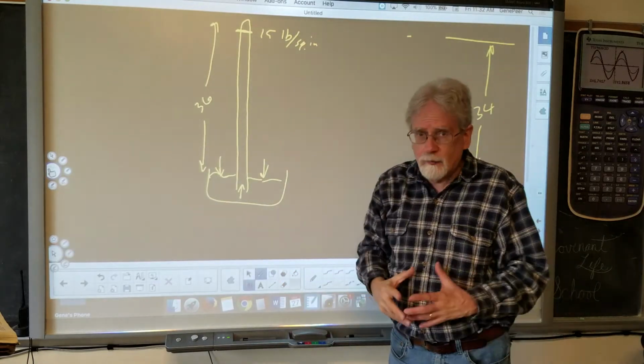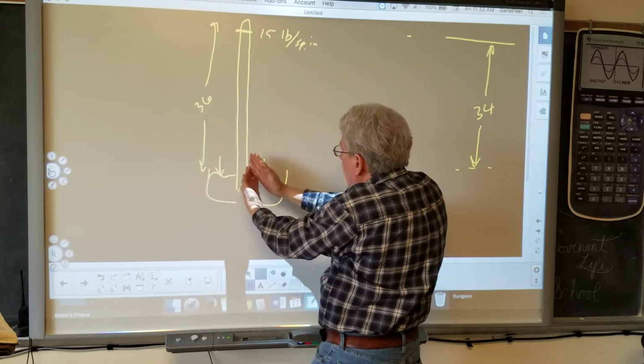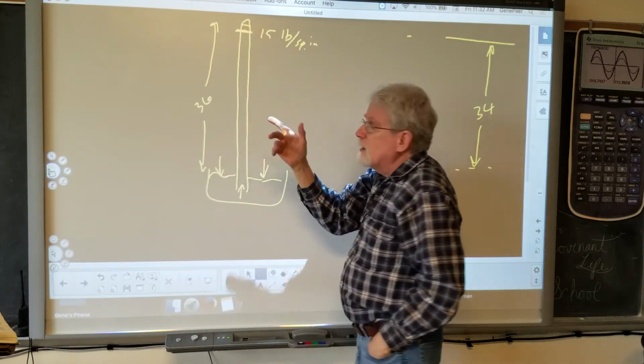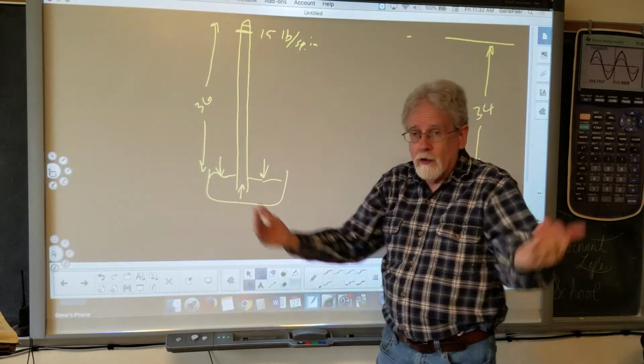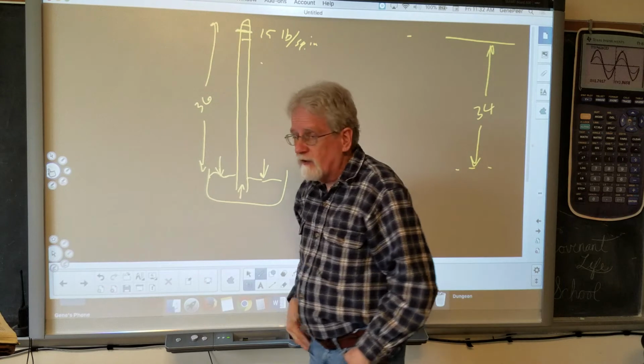Then on a higher pressure day, that higher air pressure is going to push more water up here. It'll be up here someplace. So up here might be 15.5 pounds per square inch. On a low pressure day, it'll sink down a little lower. You might have 14.5 pounds per square inch.